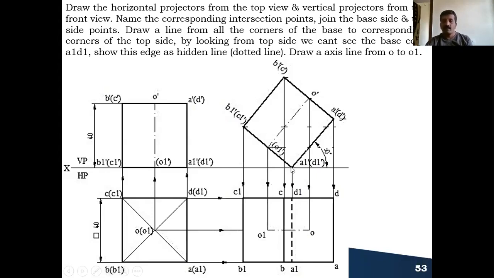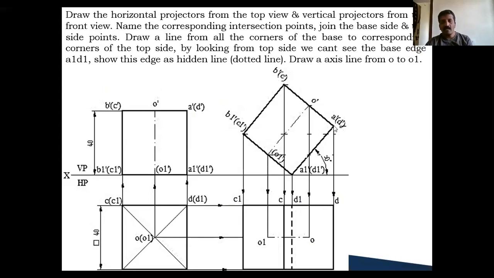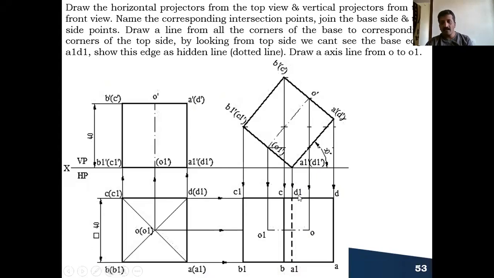And similarly, even these two we cannot see actually, A1 to A and D1 to D. But I cannot show the hidden edges over here because it becomes the outermost boundary line. And the axis line as usual I can represent like this. So this is how you have to complete the cube.